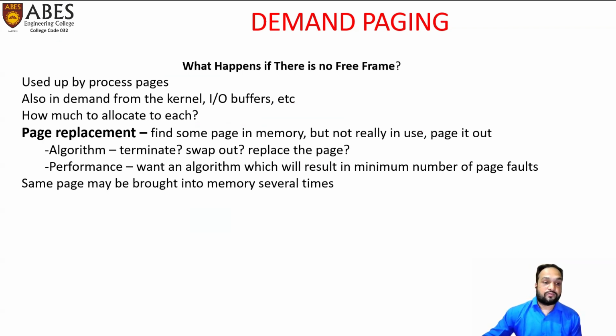What happens if there are no free frames available? Memory is used by the processes' pages, and as per demand from the kernel or input output buffers, it depends on how much memory it requires to allocate. So there are various page replacement algorithms. It will find some pages inside the main memory which are not really in use and page them out. To do so, we use different algorithms for page replacement. It will terminate a particular page, swap it out, and replace it with the newer one. As per the page replacement techniques available, we manage demand paging.